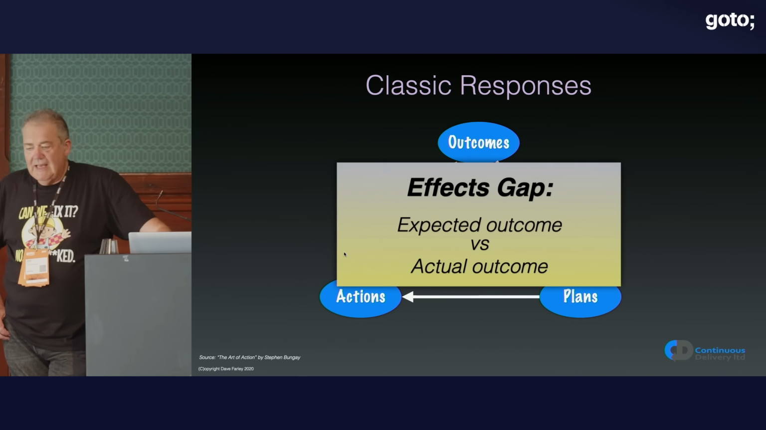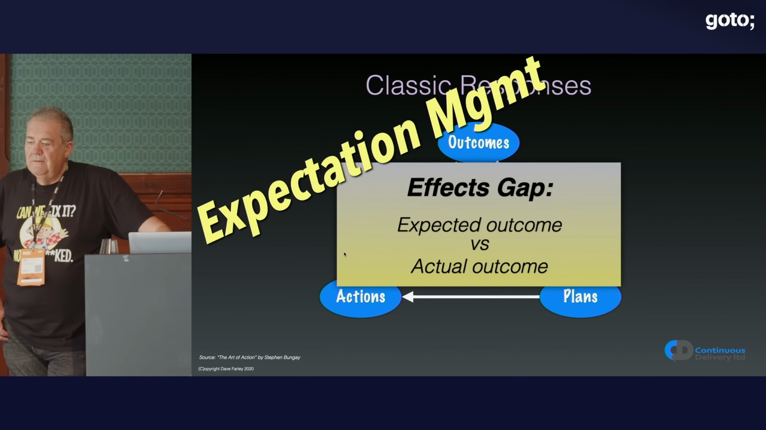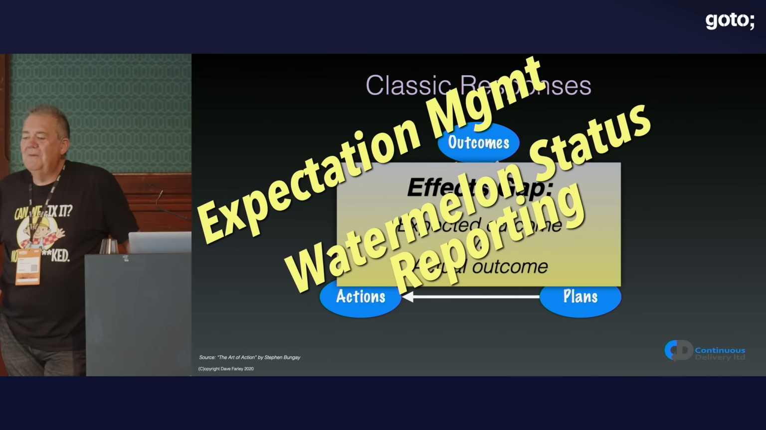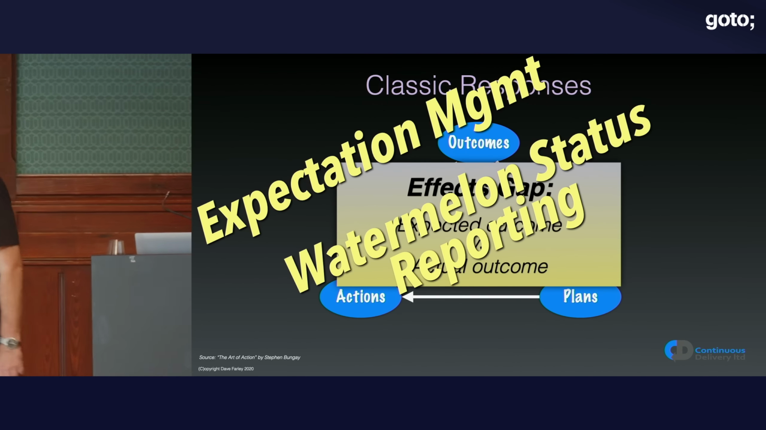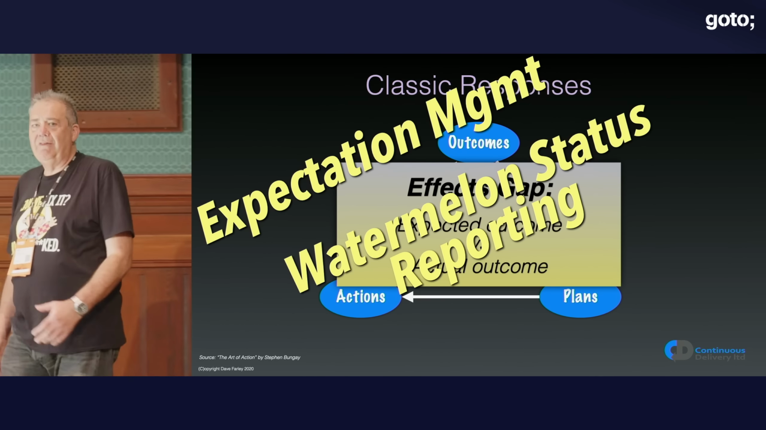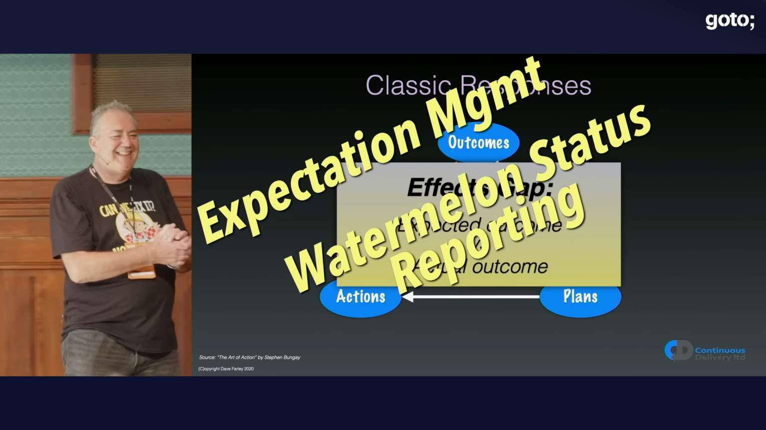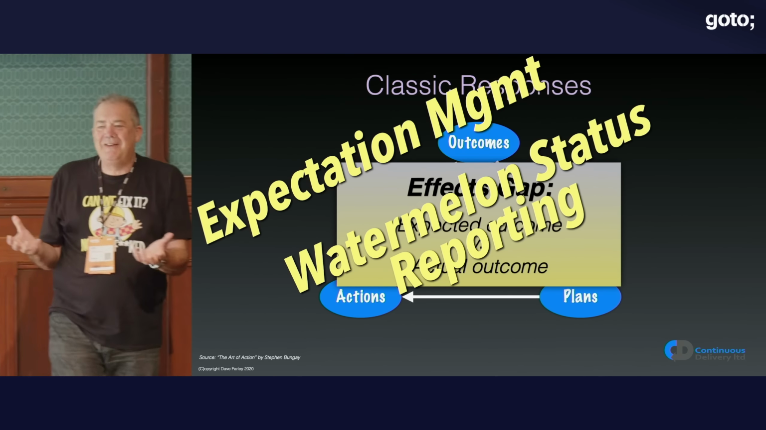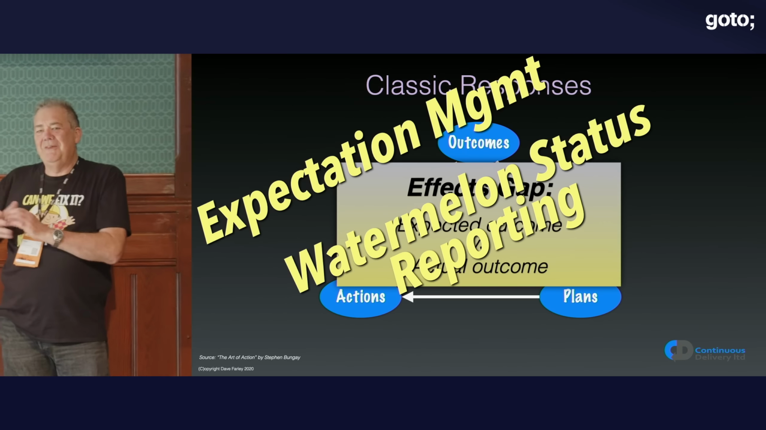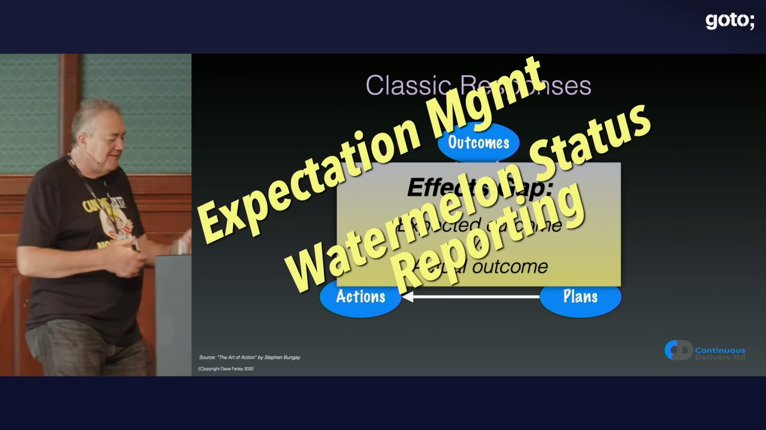And then the effects gap. We do expectation management. We say, oh yeah, well, this is going to be really good. And we do, I laughed when I came across this, watermelon status reporting. If you haven't heard about that before, it's green on the outside and it's red in the middle. So we all know that it's going to shit, but we tell our bosses that everything's going to be fine.